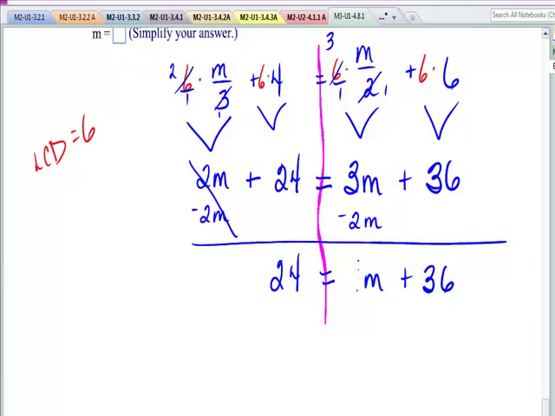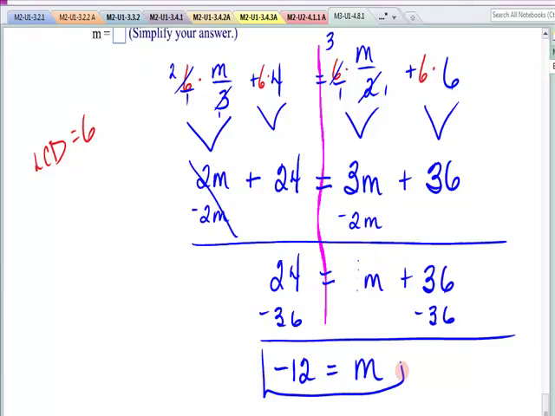I'm going to focus on this variable side, get rid of this constant by subtracting 36. I end up with negative 12 is equal to, I won't write the 1, just m. And the problem is finished.